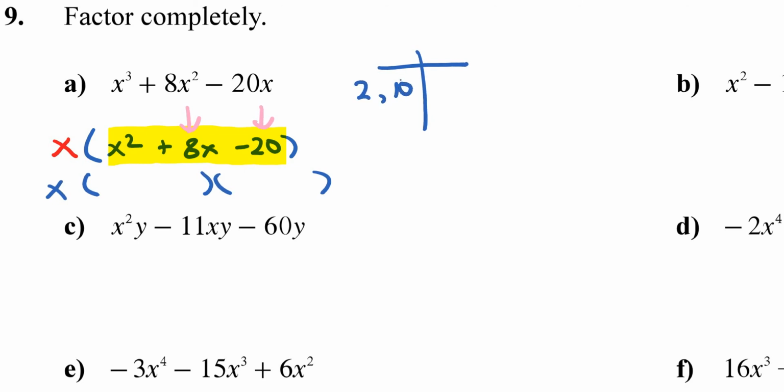So 2 times 10 is 20, so I need a negative 20. So let's go ahead and put the minus sign right there, and that should give me the sum of 8. So yes, negative 2 and 10 work. So this will be x plus 10 and x minus 2. And that's it for number 9.